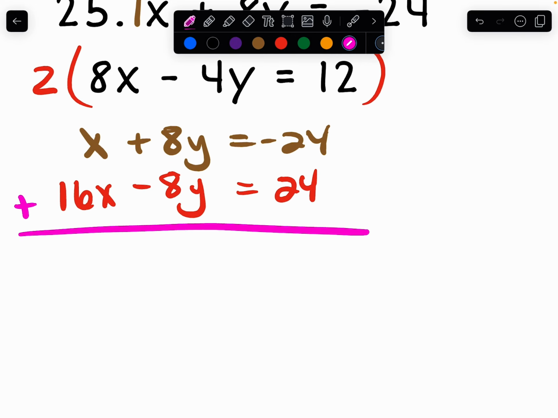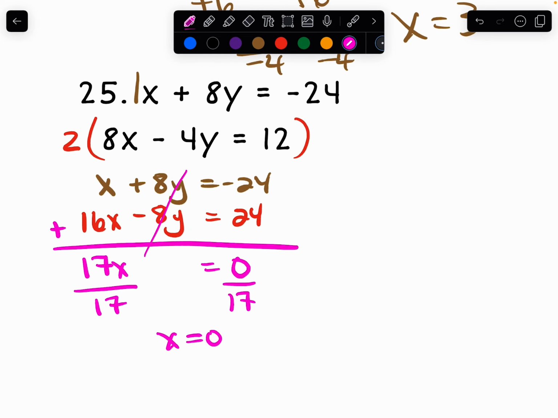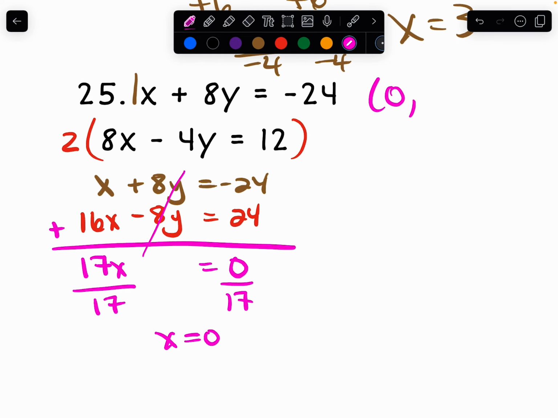So now I'm going to add these together and I'm going to get 17x. These cancel themselves out and that's going to be 0. So I divide by 17 and I get x equals 0. So our x value is 0.